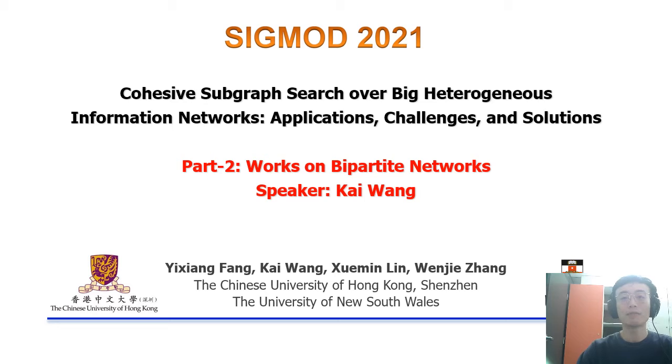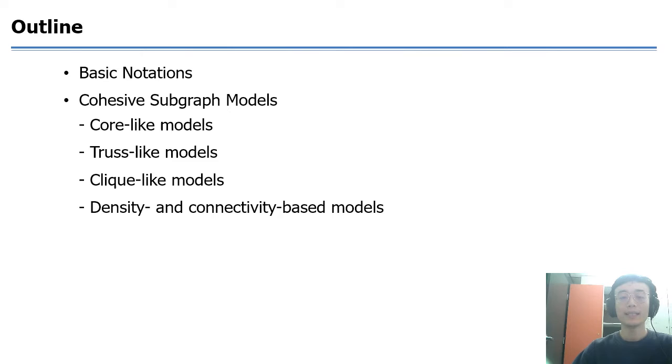In this part, I will present works on bipartite networks. Here is the outline of my presentation. Firstly, I will introduce basic notations of bipartite networks. And then I will introduce the cohesive subgraph models on bipartite networks, including core-like, truss-like, clique-like, and density connectivity-based models.